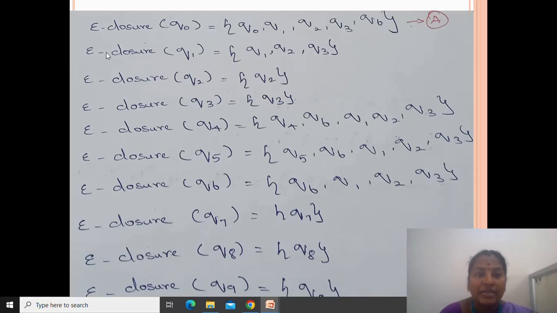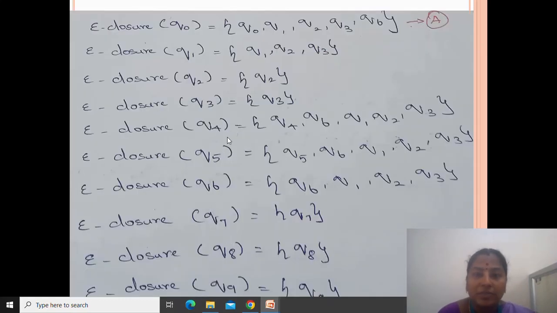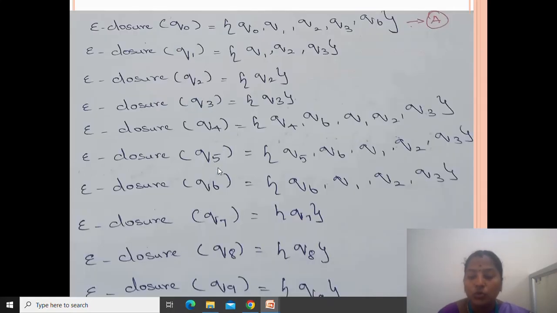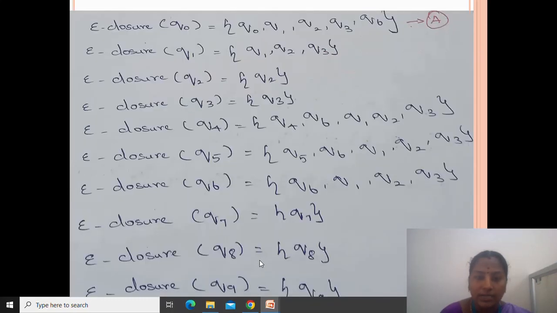Again, we will calculate the epsilon closure for each state. The epsilon closure for q1: wherever q1 has epsilon moves. The initial state is q1, and on epsilon it goes to q2, and on epsilon it goes to q3. That will be represented as a set. Next, epsilon closure of q2: there is no epsilon transition, so we just write q2. Epsilon closure of q3 is also q3, as there is no epsilon transition from q3.